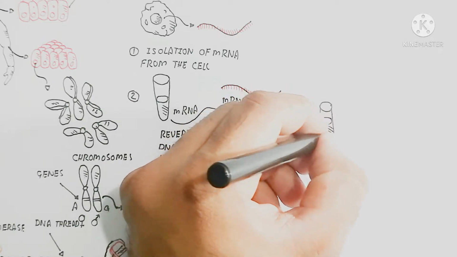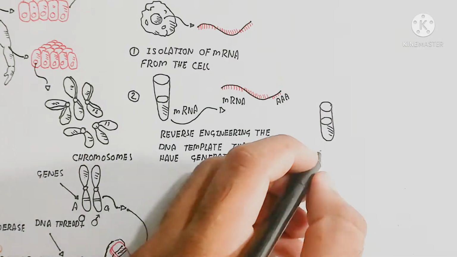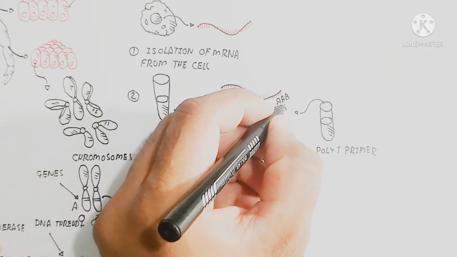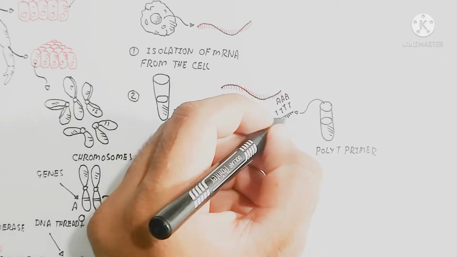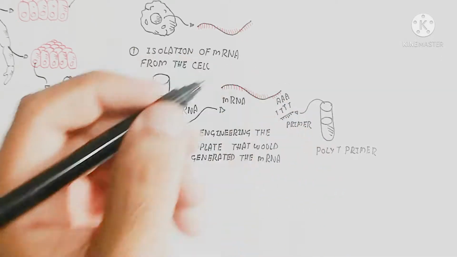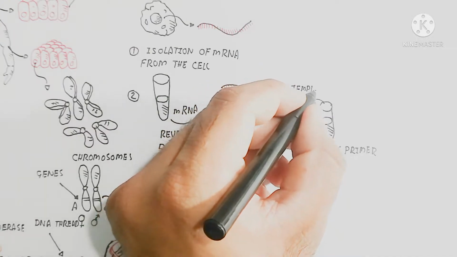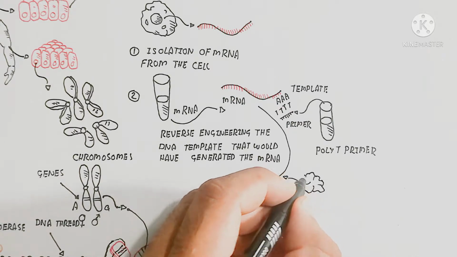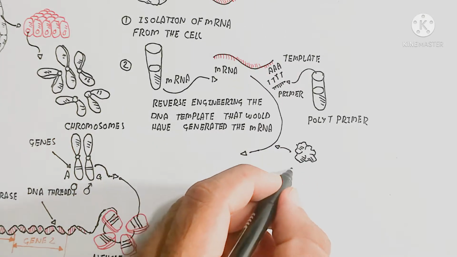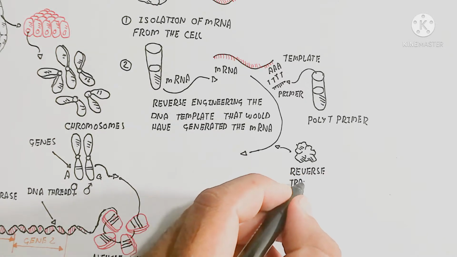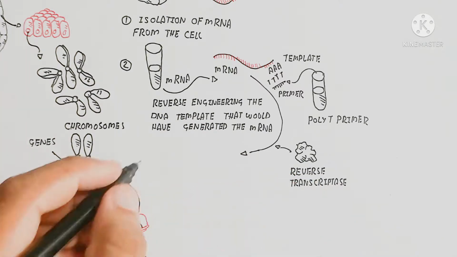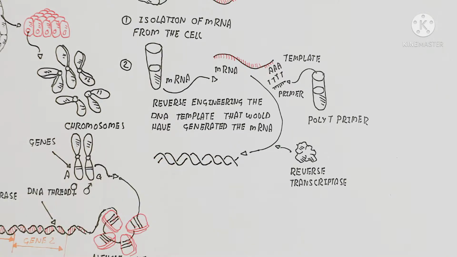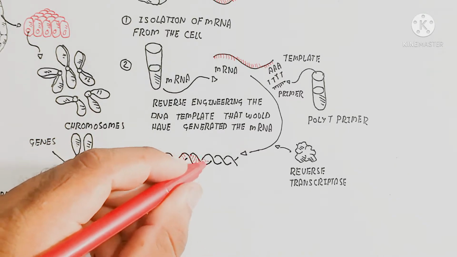Here is the messenger RNA, which contains a poly A tail of adenine, while we use a primer. Why this primer? The primer contains TTTT, thymine. This poly T primer attaches to the messenger RNA to begin the reverse transcription. We also use the reverse transcriptase enzyme, which makes the complementary DNA of the RNA, which is the messenger RNA.